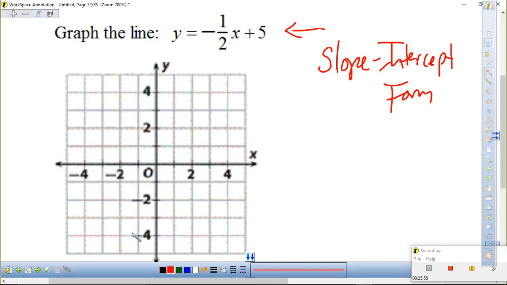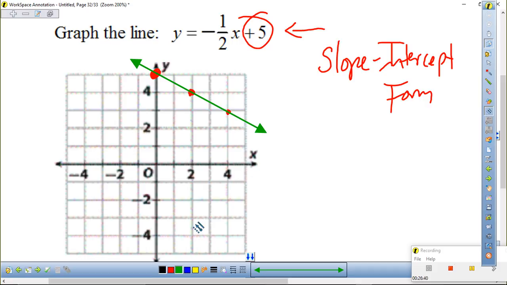Mikey, go. Put the 5 on the Y. There it is. And then? One down, 2 to the right, plot your point, do it again. 1 down, 2 to the right, plot your point, graph your line. That is correct. Now, check this out.